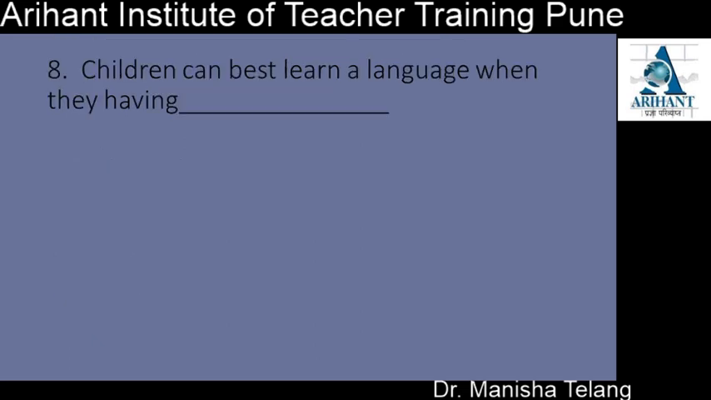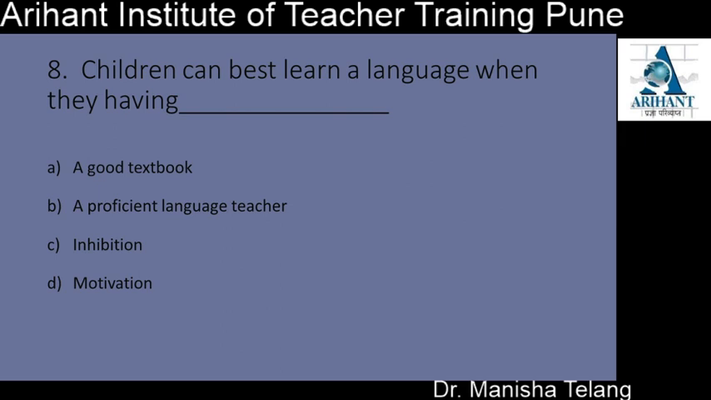Children can best learn a language when they have, options are: option A, a good textbook, option B, a proficient language teacher, option C, inhibition, option D, motivation. And the correct option is motivation. Children can best learn a language when they have motivation.